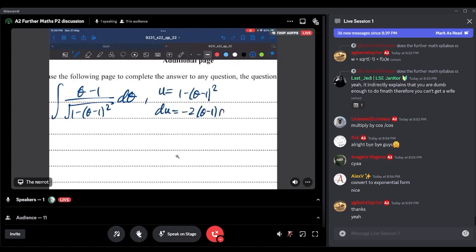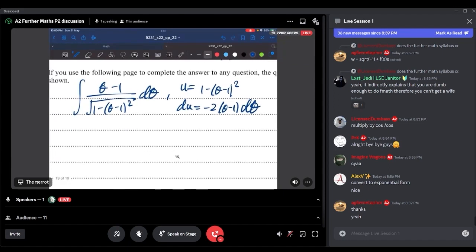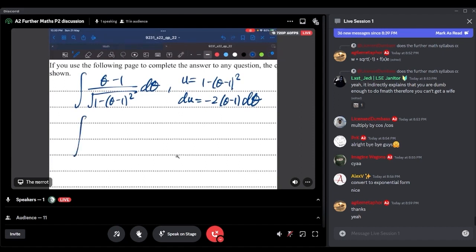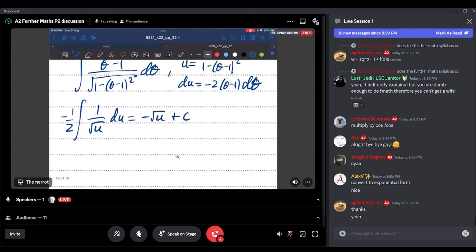Okay, so let's apply the substitution then. That means we have, well, I can cancel this with this, and I'll just have minus 1/2. Minus 1/2 comes from here. And also notice that this is just the u. So you have 1 over root u, du. Okay, now that you have this, just integrate normally. You have negative root u plus c. Substitute back the u in, and you have your answer. Okay, this is for A, 3 marks.